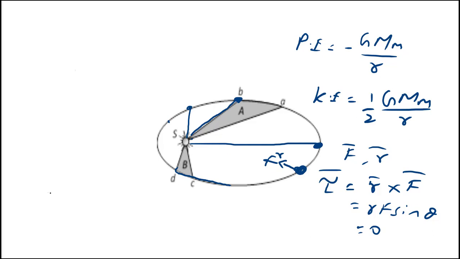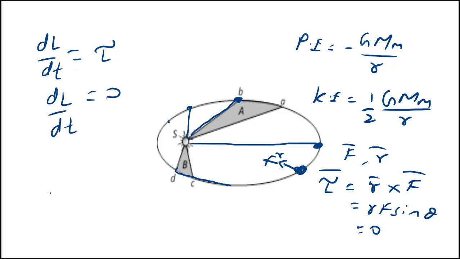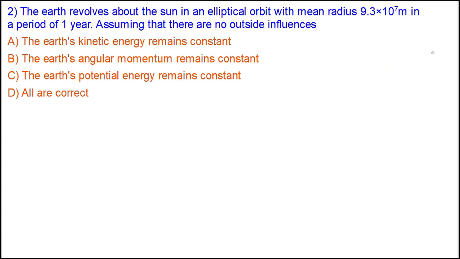Now we know the rate of change of angular momentum is equal to the torque, but torque is 0, so dL/dt is 0. When the derivative of L is 0, it means L is a constant. So the angular momentum is constant. So the first option is incorrect, the second is correct, and the rest are all wrong. So angular momentum remains constant.